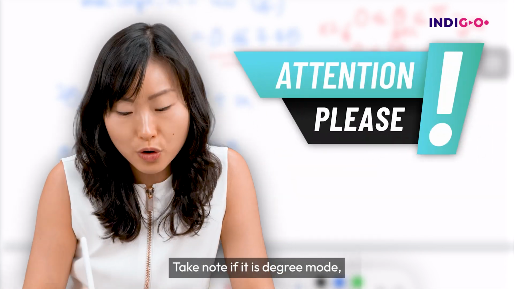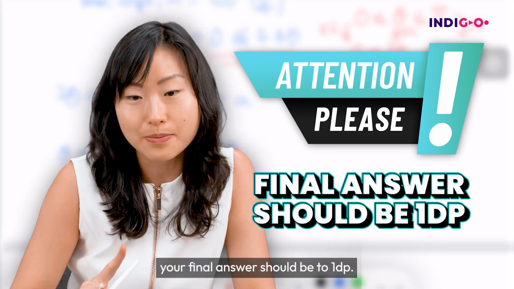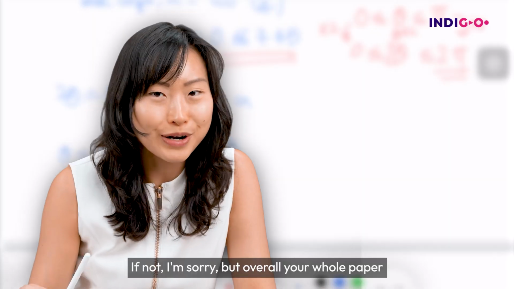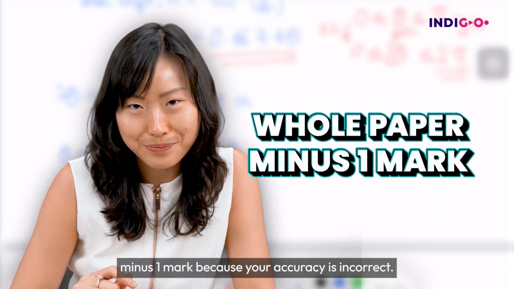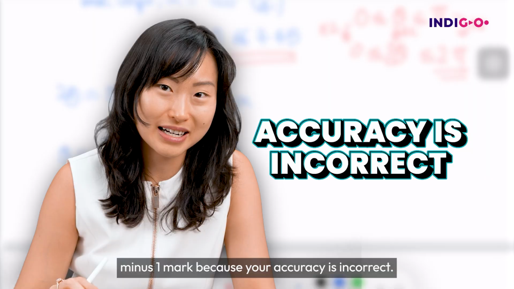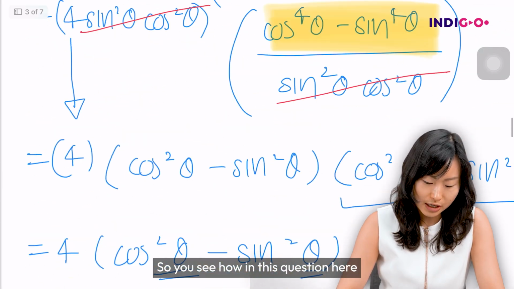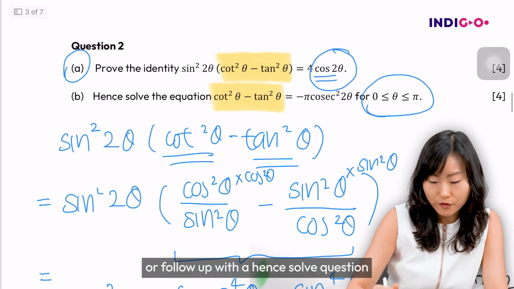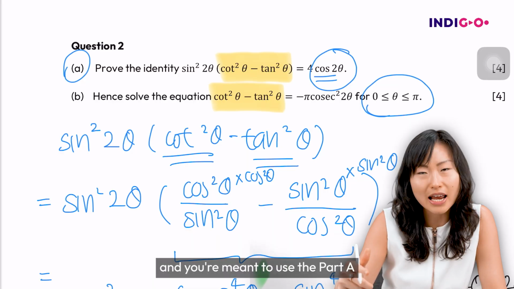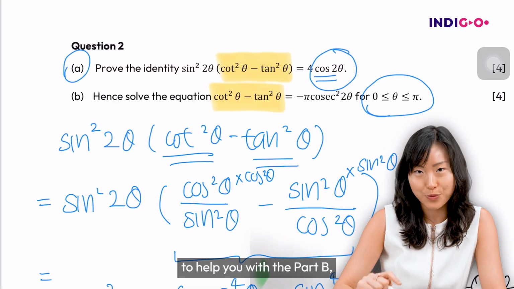Take note, if it's degree mode, your final answer should be to 1 dp. If not, I'm sorry, but overall your whole paper minus 1 mark because your accuracy is incorrect. That's that, we have come to the end of this question. So you see how in this question here, usually a proving question will follow up with a "hence solve" question, and you're meant to use part A to help you with part B.